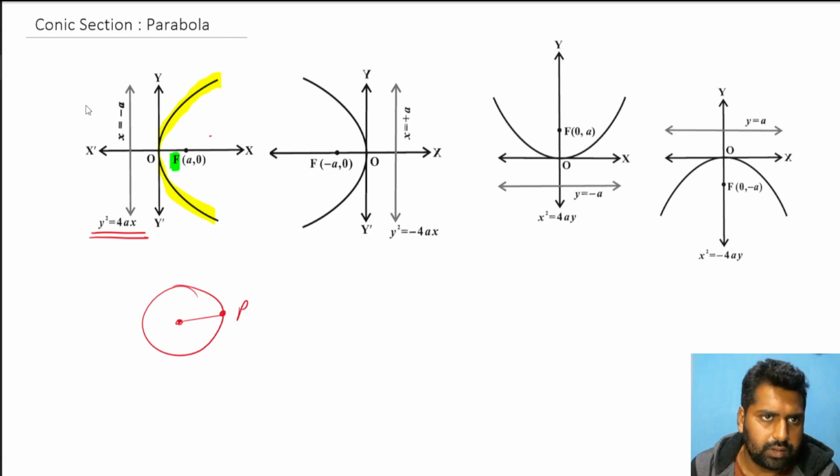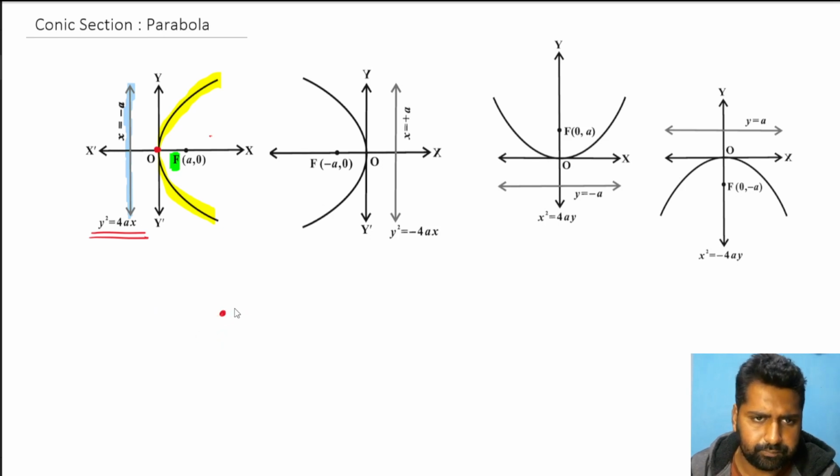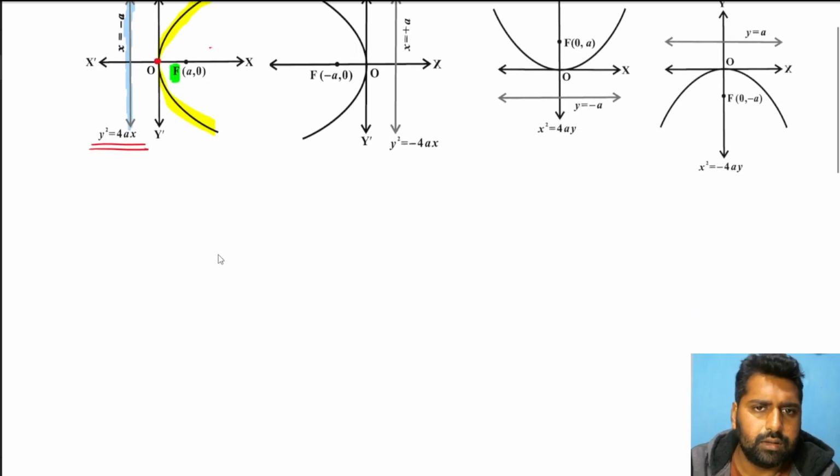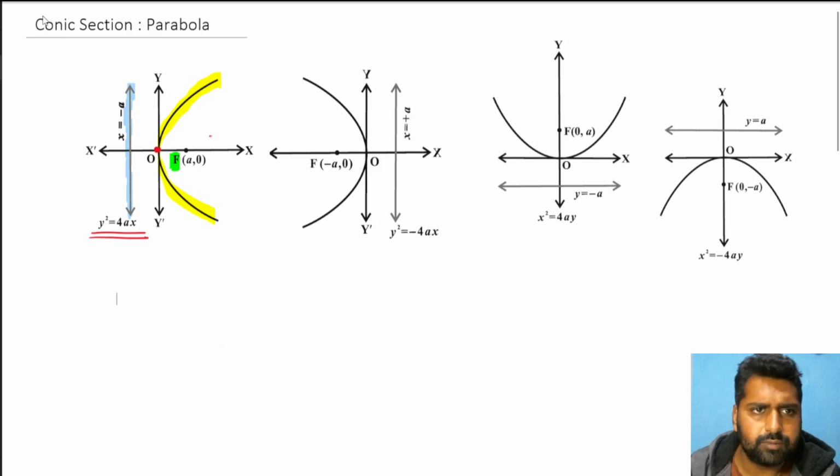This is our fixed point known as the focus. This particular point about which this parabola is turning is known as the vertex. Right now it's the origin, it's called the vertex. And then we have a line known as the directrix. So these are a few words that we have to look for: vertex, focus, directrix. These are the keywords. I'll discuss only the first parabola so that the remaining you can understand accordingly.